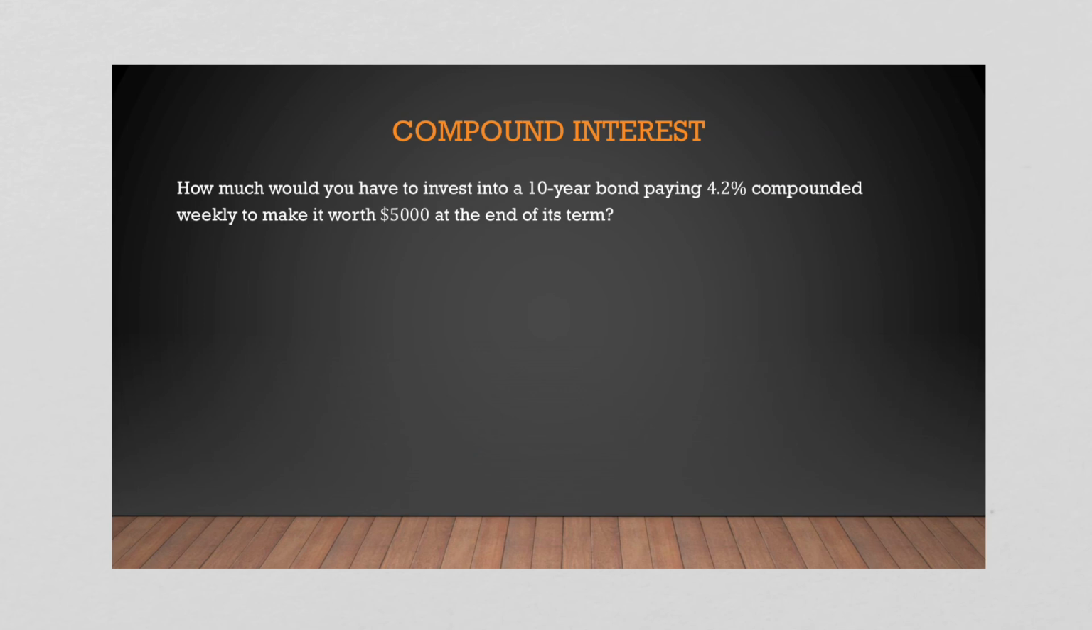So let's see if we can work this backwards. What happens if we have a 10-year bond? So in this case, time is 10, and the interest is 0.042. And we want a final amount of 5,000. So what we're doing here is we're just running this with the missing P value instead of the A value. So we're going to have a little bit of algebra to do, but nothing overly major. But again, this is going to come down to how we can key this into our calculator. And we are looking at compounded weekly, so n is 52.